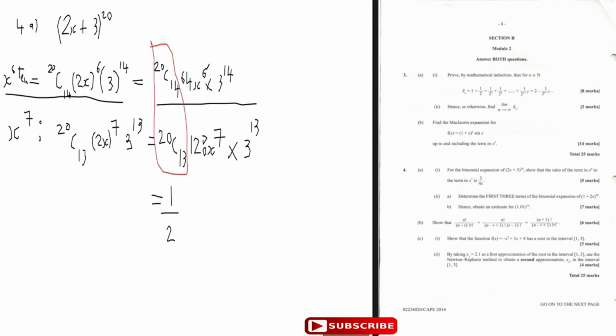And I need to work out 64x to the 6 over 128x to the 7. That part also gives us a half. 64 over 128 is 1 over 2. Then x to the 6 over x to the 7 is 1 over x, times 3 to the 14 over 3 to the 13, which is 3. So the ratio works out to be 3 over 4x. So that's how you show it. So that's the ratio of the x to the 6th term to the x to the 7th term.